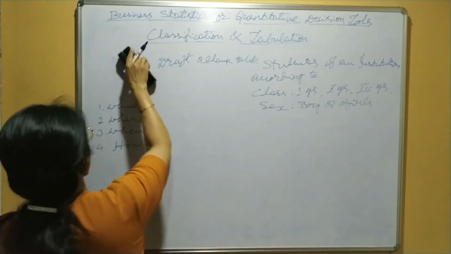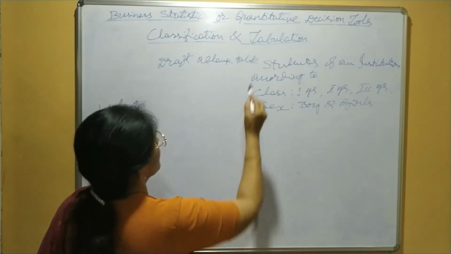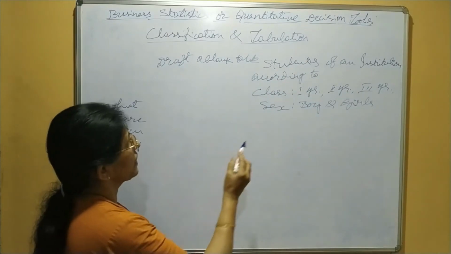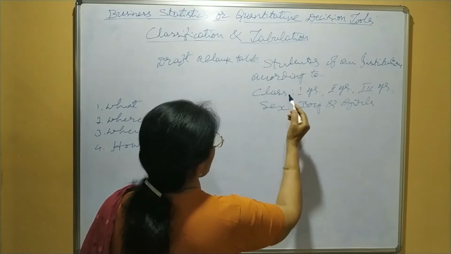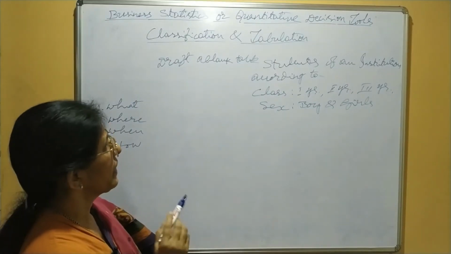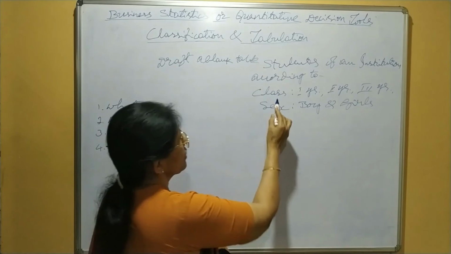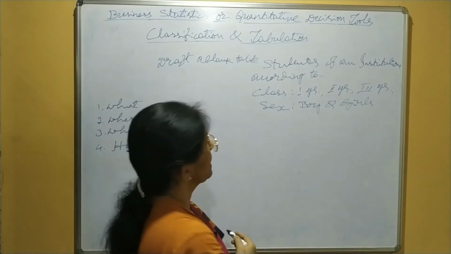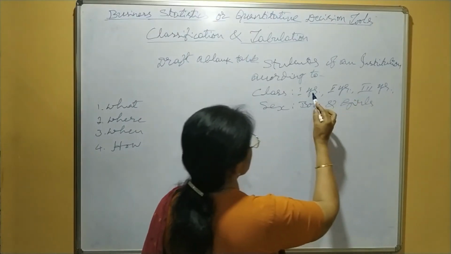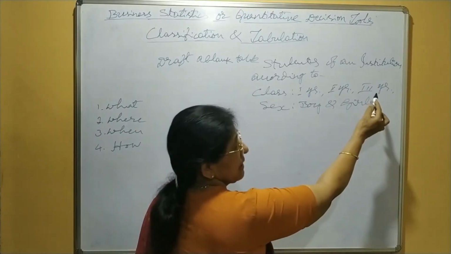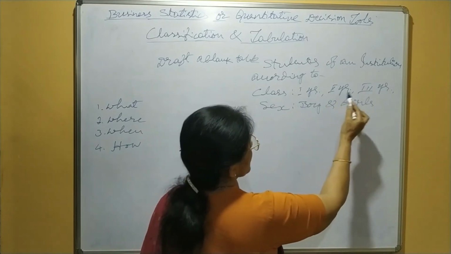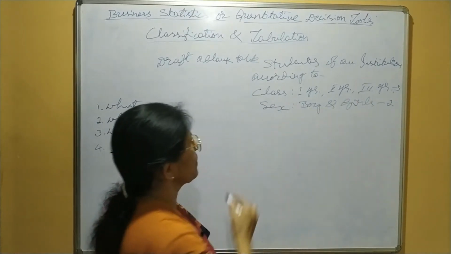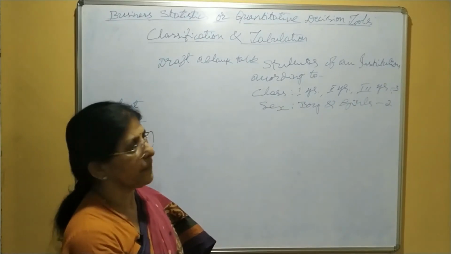Draft a blank table to accommodate students of an institution according to class and sex. Here, how many characteristics are there? Here there are two characteristics. One is class and another one is sex. In case of class, 3 aspects are given: first year, second year, third year. Under sex, boys and girls, 2 aspects are there.